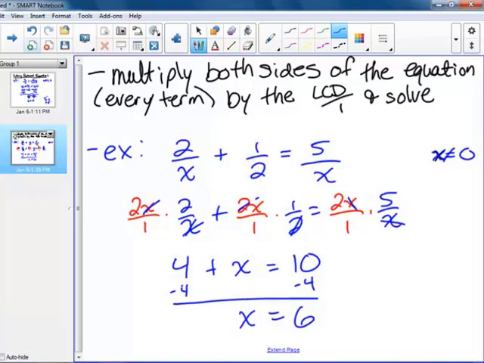Okay, so if I plug it in, check my answer, it should work out. Well, you can trust me on this one. X equals 6 would be my answer. Think about it, it's not 0, so it's okay.